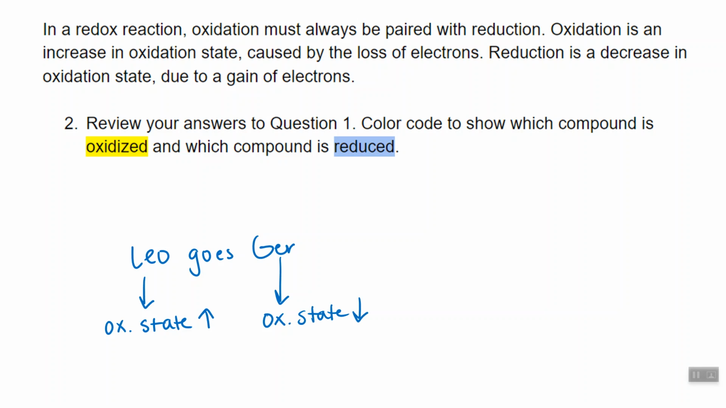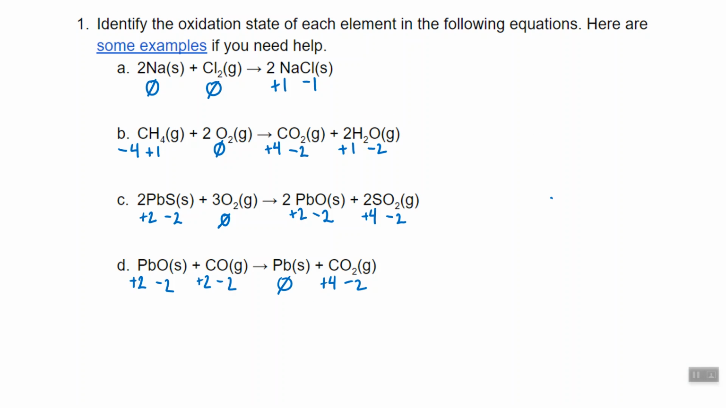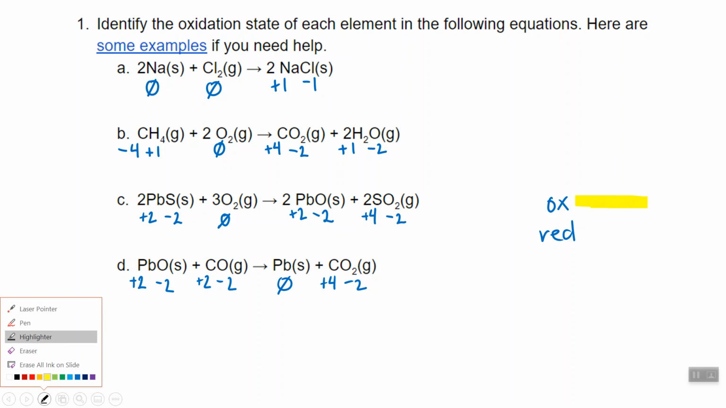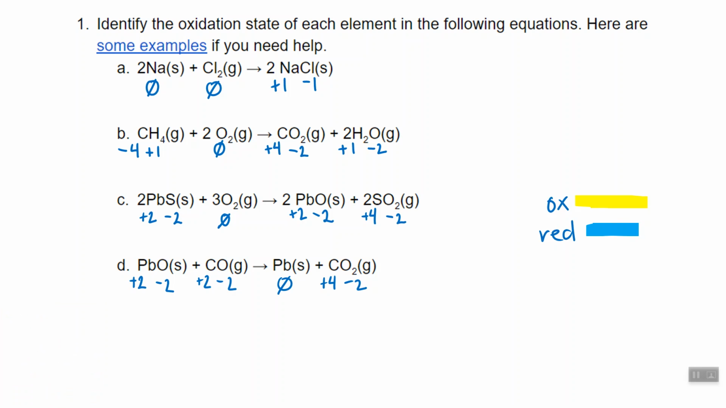So we want to color code what's being oxidized and what's being reduced. Oxidized will be in yellow, and reduced will be in blue. Let's take a look at sodium and chlorine gas here. Sodium is going from 0 to +1, which means that it's being oxidized. So then my chlorine must be reduced.